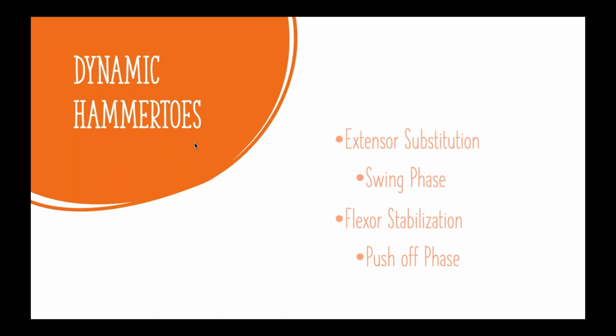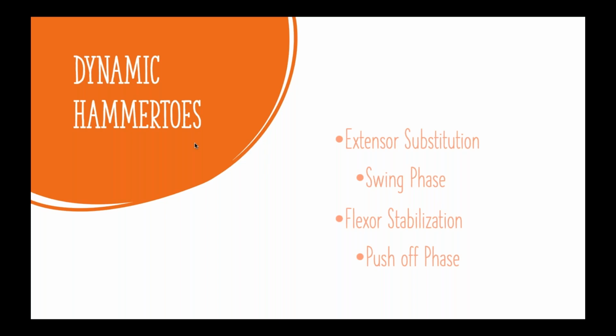There's two functional or dynamic hammer toes. First one is called extensor substitution. This means that the extensors in the front of the foot are dominating the smaller muscles in the foot, and it is creating contractures during swing phase. So as the client picks up their foot, their toes are contracting inward, creating the hammer toe, and then they place their foot down and the foot relaxes.